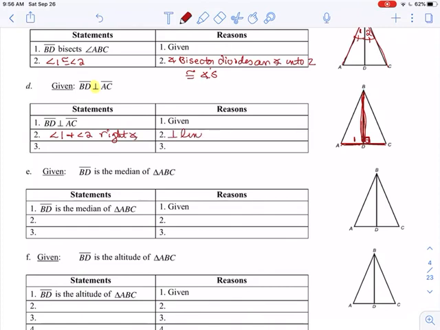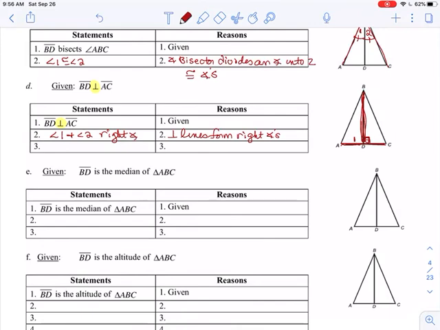The reason that they're right angles is because perpendicular lines form right angles. Okay, so perpendicular lines, and that was my given, my first statement. BD is perpendicular to AC. Reason: given. Now, because of that, I know perpendicular lines form right angles, so that results in statement 2. Angle 1 and angle 2 are right angles. Why? Because perpendicular lines form right angles.